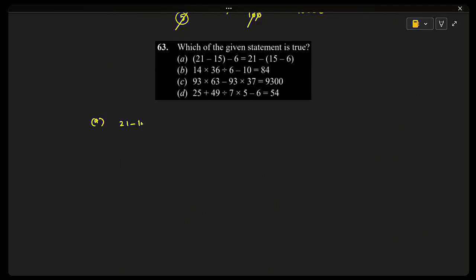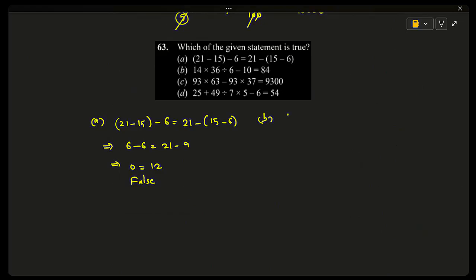21 minus 15 minus 6 is equal to 21 minus 15 minus 6. I think it is wrong. Why? Because they are trying to say that subtraction is associative, but we know that subtraction is not associative. Maybe true for some values, but not true for every value. Let us try for this. 21 minus 15 is 6, 6 minus 6 is 0, and 21 minus 15 minus 6 is 9. So we're getting 0 is equal to 12, which is false. So we want true. So option A is wrong.